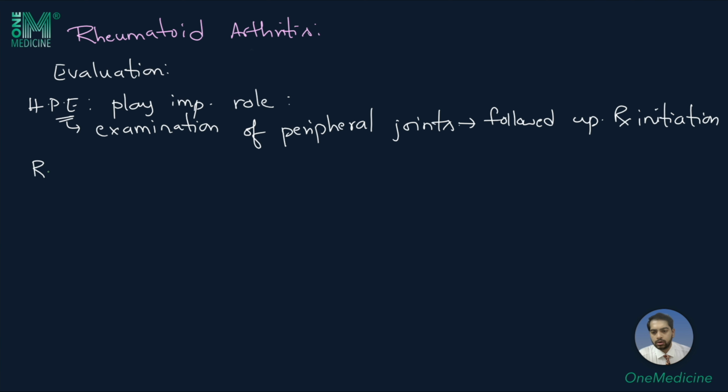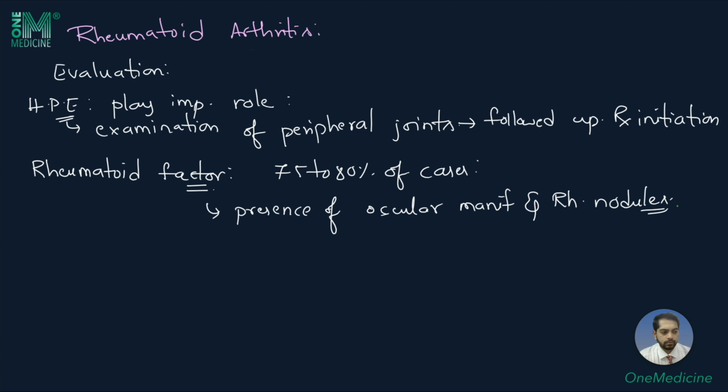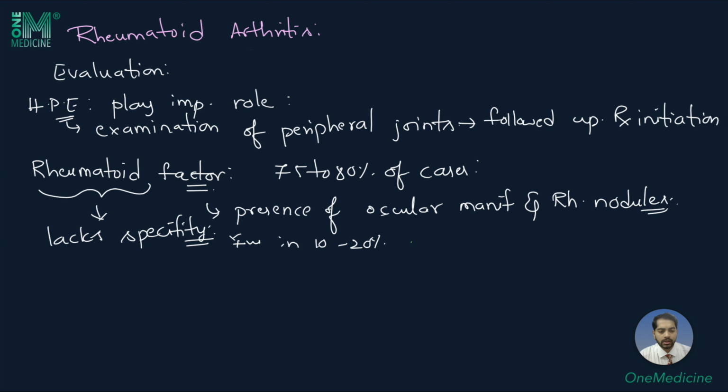A serologic test called rheumatoid factor is present in 75 to 80% of cases. Presence of rheumatoid factor correlates with presence of ocular manifestations and rheumatoid nodules on skin. Rheumatoid factor, however, lacks specificity and can be positive in up to 10 to 20% of non-RA individuals.